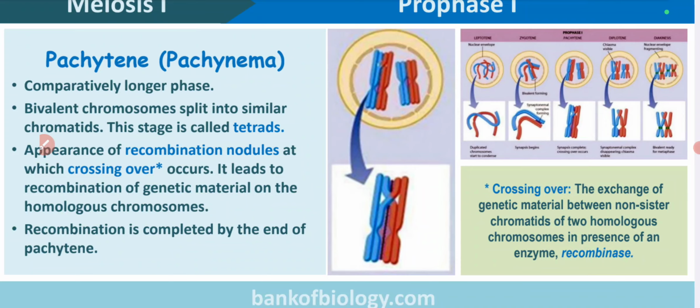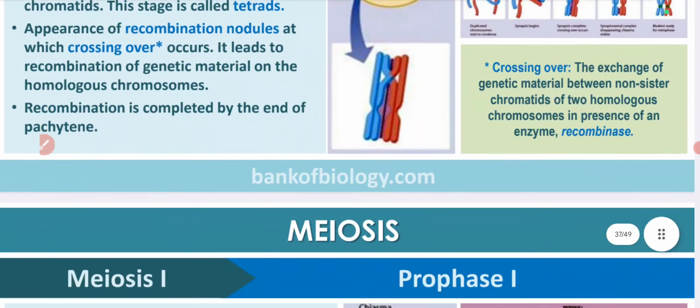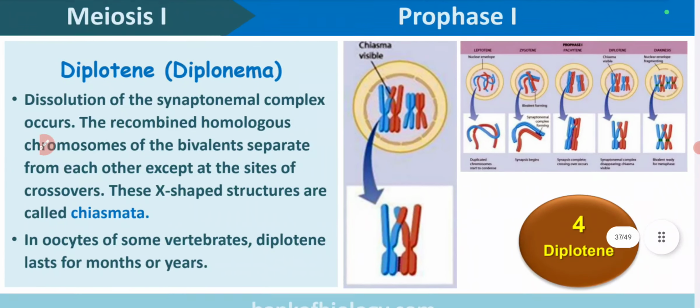In your NCERT, the same points are given. The 4 chromatids of each bivalent become distinct and clearly appear as tetrads. This stage is characterized by the appearance of the recombination nodule, the site at which crossing over occurs between two non-sister chromatids of the homologous chromosomes. Crossing over is the exchange of genetic material between the two homologous chromosomes, and it is an enzyme-mediated process, and the enzyme involved is recombinase. Okay, remember the term crossing over and the enzyme recombinase. Next, diplotene or diplonema.